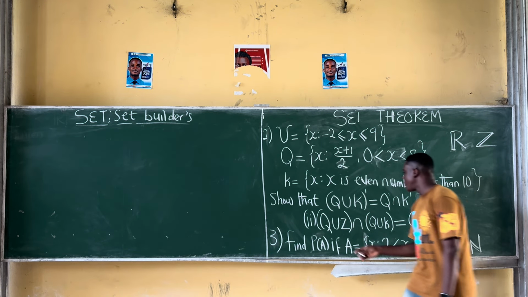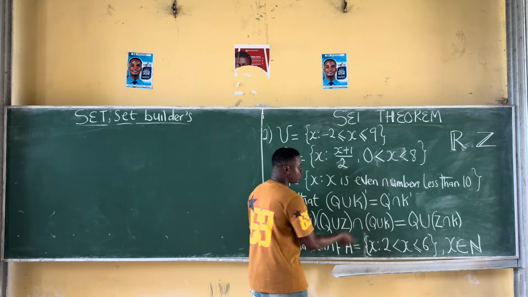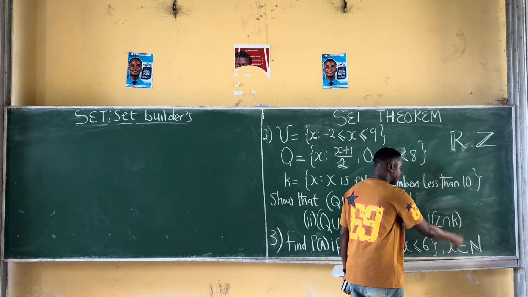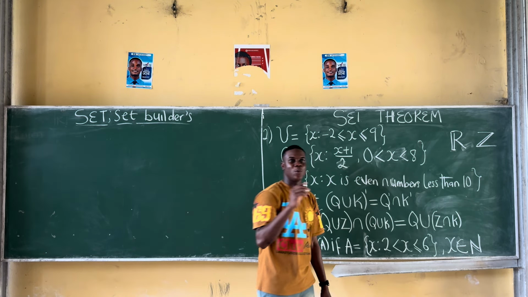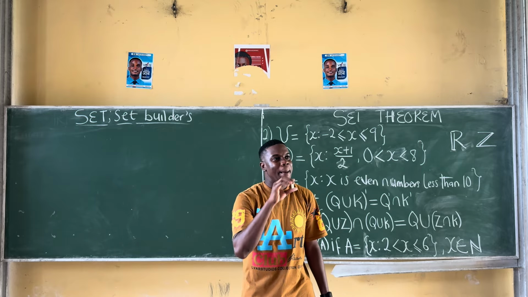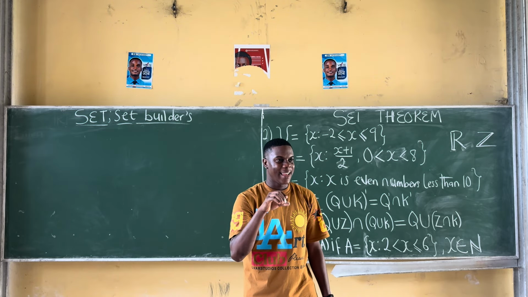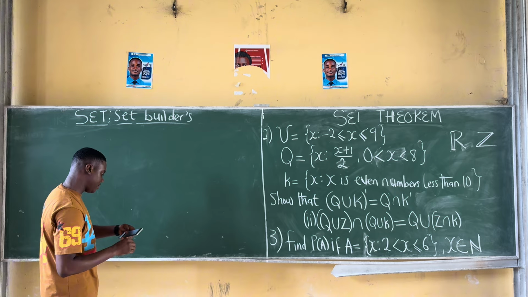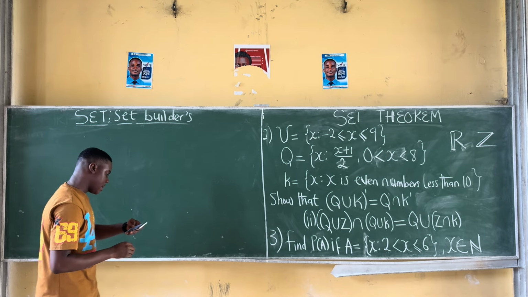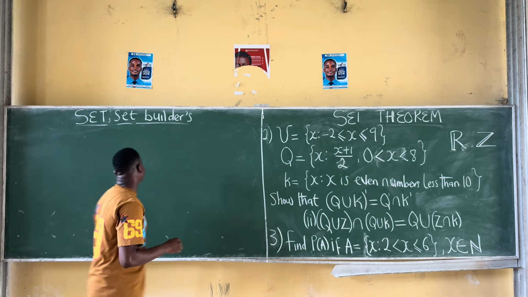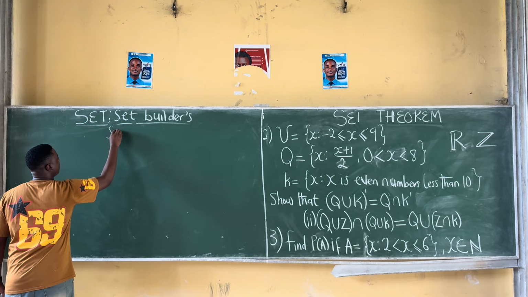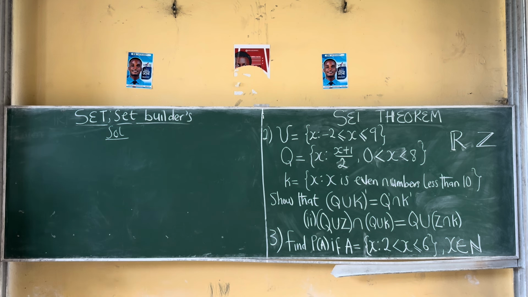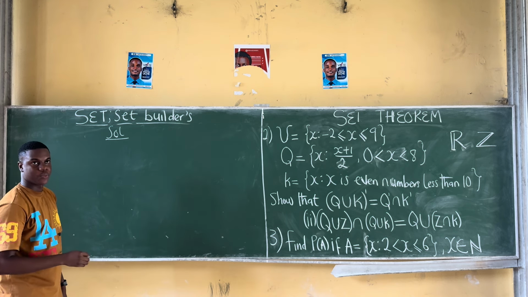Joseph went further to say that show that Q union Z intersection Q union K is equal to Q union Z intersection K. So the best way to solve this problem is we're going to be taking it bit by bit. Gradually. We know they rush this one. So first of all, let's interpret the first set. So solution. Now let's list the set U. Let's get the values for U.